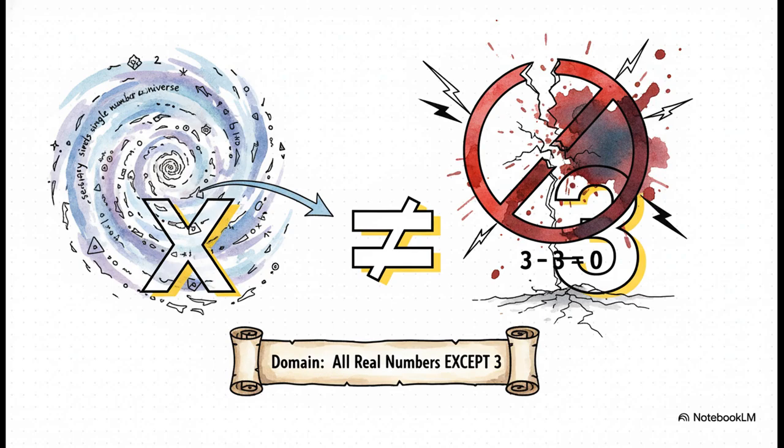Think about it. If you plug a 3 in there, the bottom becomes 0, and we break that number 1 rule of math. So what's the domain? It's every single number in the universe except for 3.